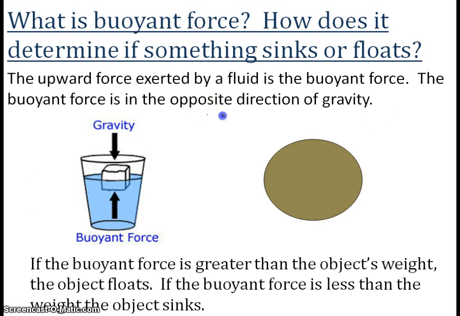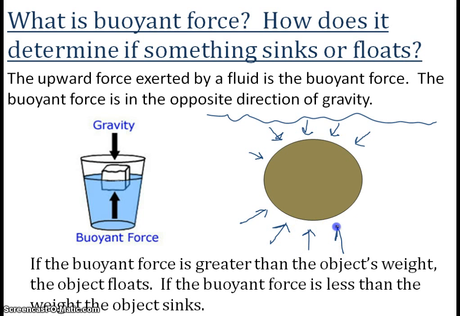Another important thing to remember is that if something is submerged underwater, that's my line meaning it's underwater now, water is pushing on all sides. Remember we had water pressure before, we talked about it pushes on all sides. However, water will push more on the bottom than it does on the top. And because it has a greater force on the bottom, that is supplying that upward buoyant force. So we have a greater force here on the bottom than on the top, and that causes that buoyant force.